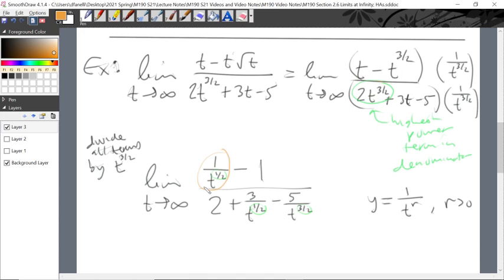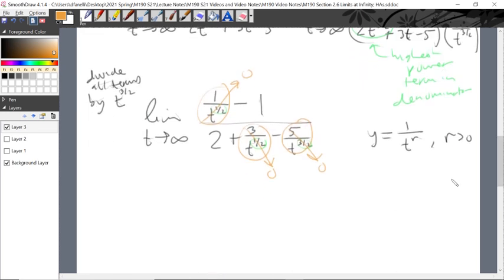Running the limit on this term, this is going to go to 0. On this term, this is going to go to 0. And on this term, this is going to go to 0. And of course, the limit of a constant is just the constant itself. So the 1 is going to be a 1 and the 2 is going to be a 2. So we have 0 minus 1 over 2 plus 0 minus 0. I don't have to write limit anymore. You don't have to either, because we have now run the limit. And this just equals negative 1/2.